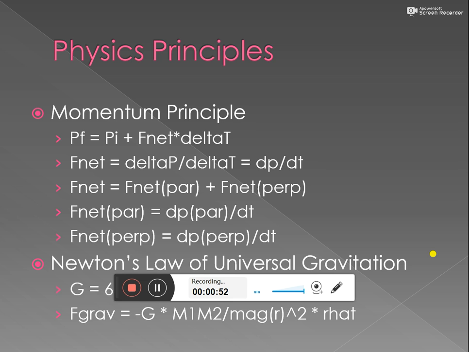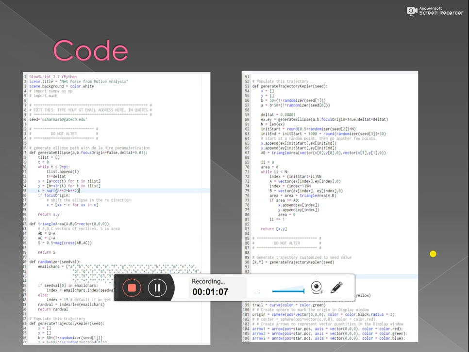And then we also use Newton's law of universal gravitation. The force of gravitation is equal to negative G, which is a constant, times the first mass times the second mass over the magnitude of r squared, times r hat. And this is all shown in the code.